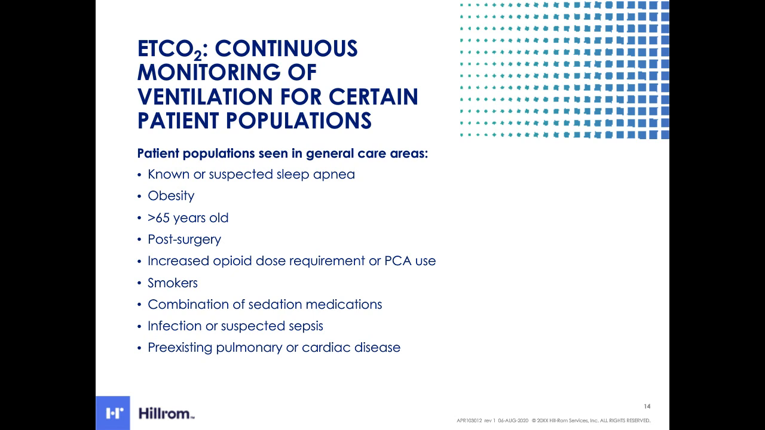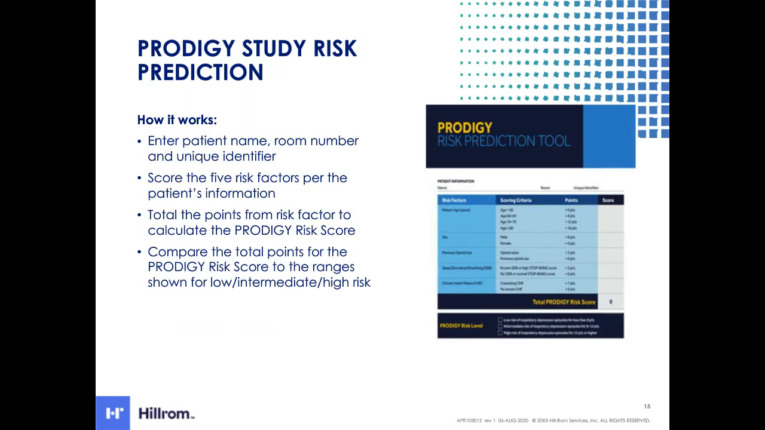Medtronic's Prodigy study helps answer that question. This global 16-site study, the largest of its kind, has developed an easy-to-use risk stratification tool. The tool provides a Prodigy risk score, which serves as a guide to identifying patients who would benefit most from continuous capnography and oximetry monitoring on the general care floor.